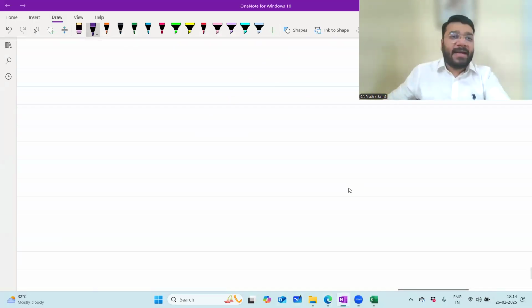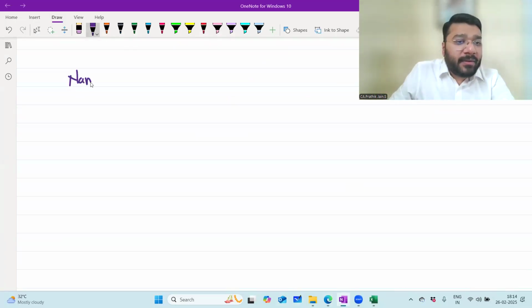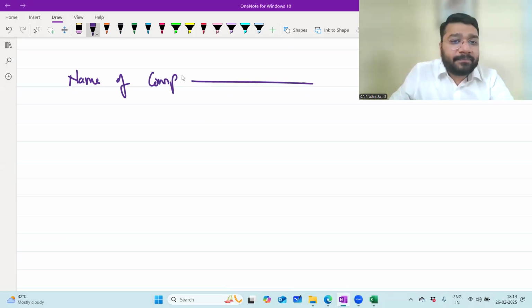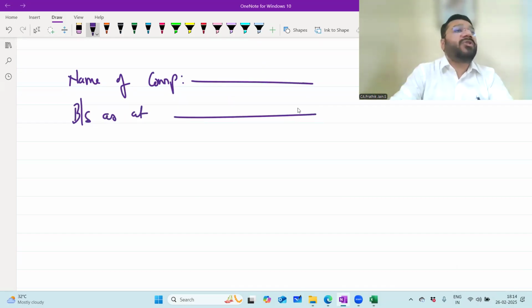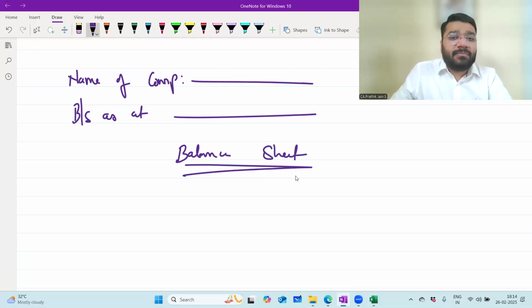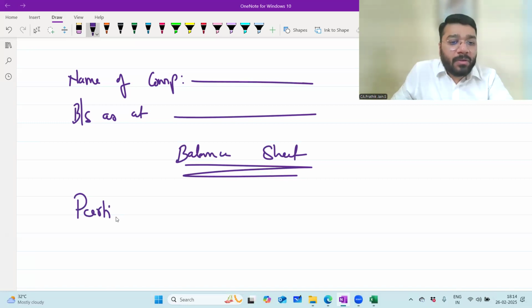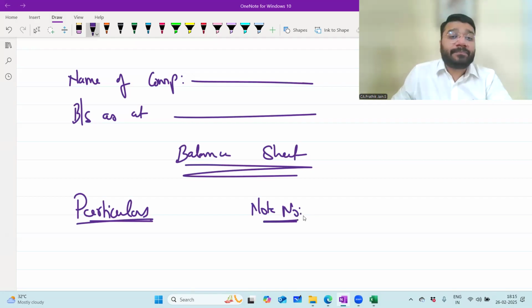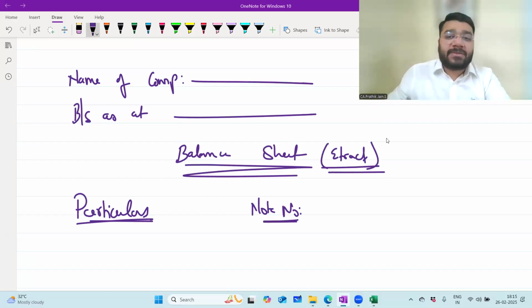Tell me the balance sheet. What is the main heading? Name of company. Then balance sheet as at 31st March so and so date. Correct? Then particulars, note number. Wherever you are showing a part of the balance sheet, the word "extract" has to be written.